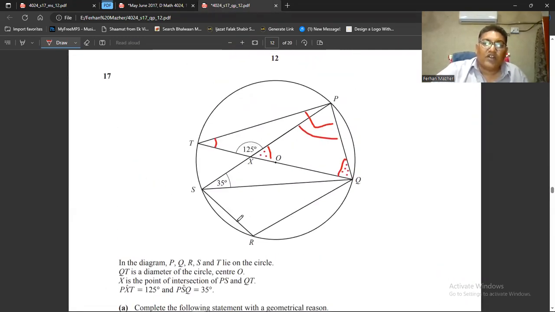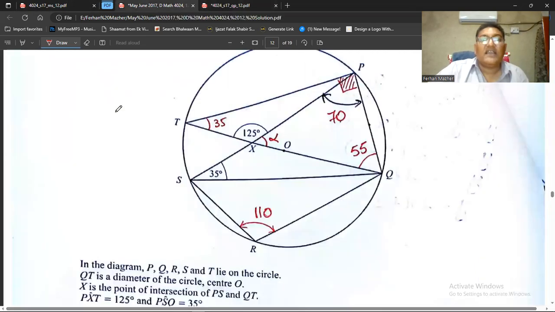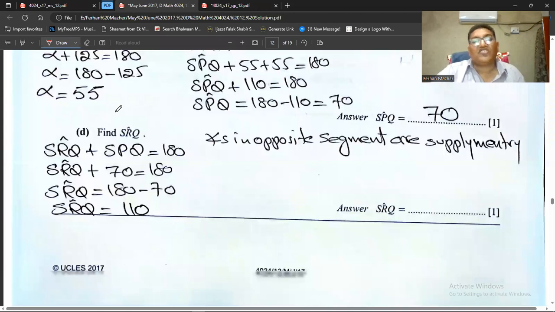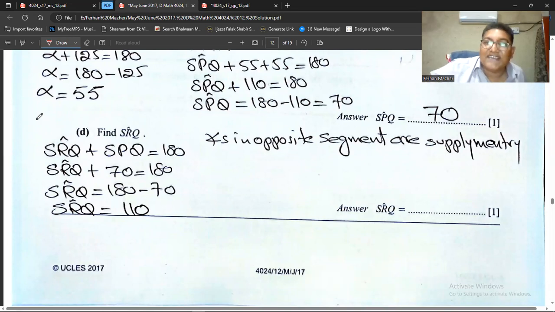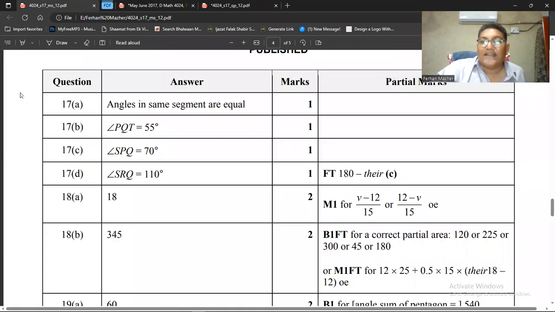Okay, then the question is find the SRQ. Where is the SRQ? They want me to find out this angle. Can you see this angle and this angle, SPQR? This is a cyclic quadrilateral. And this angle and this angle are angles in the opposite segment. They are supplementary to each other. So SRQ plus SPQ is equal to 180. The reason is angles in opposite segments are supplementary. So SRQ plus 70 equals 180. So SRQ is equal to 180 minus 70. So SRQ will be equal to 110.